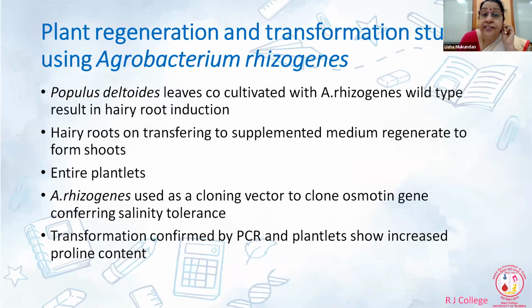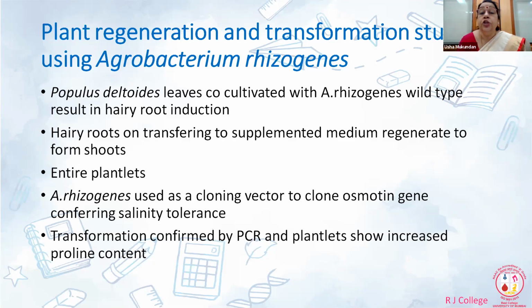So, Populus deltoides leaves can be co-cultivated with Agrobacterium rhizogenes. You get transformed roots. You can use it as a regeneration system, or you can use a genetically engineered Agrobacterium rhizogenes to clone a gene of interest. So our laboratory cloned osmotin gene, which was also a kind gift from Dr. Bansal from IARI, New Delhi.